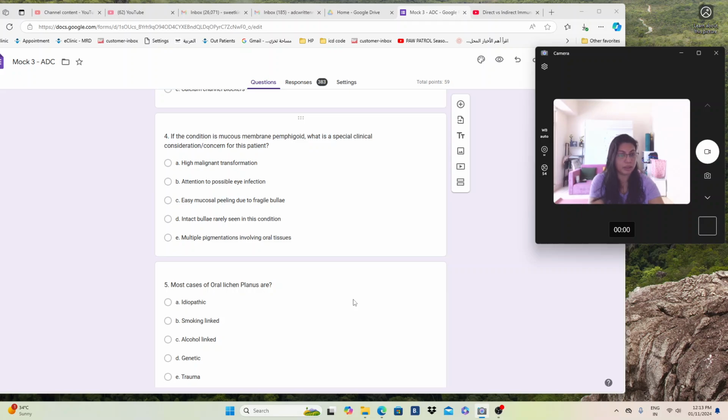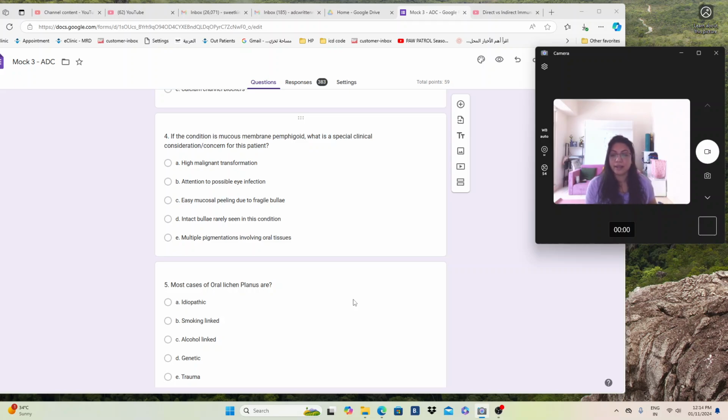Similarly with pemphigoid, one of the most commonly affected areas apart from the oral area, as the oral area might be the first manifestation that the patient observed, it can be eyes. So you should tell the patient that please go and check with your ophthalmologist if any starting changes have started to happen, because in the start the damage control can be much easier than when the symptoms blow out. So attention to possible eye infection is the correct answer.